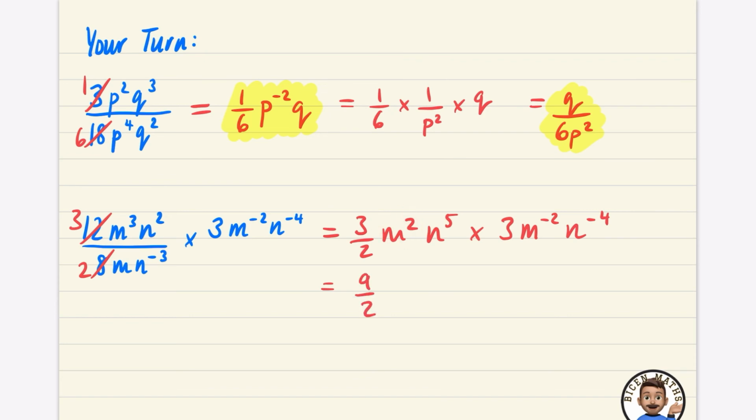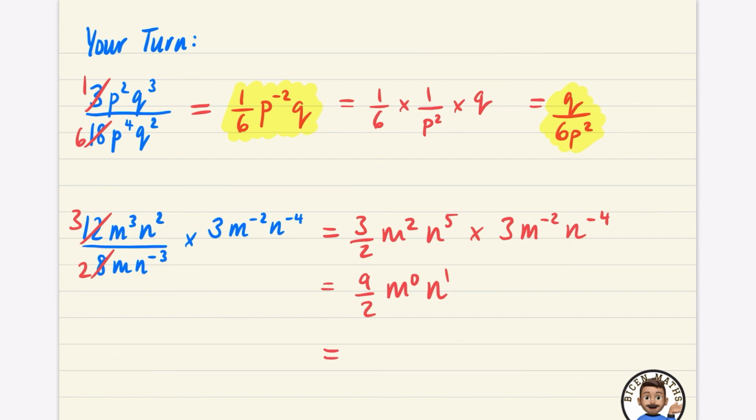We then get m squared and m to the minus 2. Well, interestingly, you get 2 and minus 2. When you add those together, you get m to the power of 0. So we'll talk about that in a second. And then for the last one, we have n to the power of 5 and n to the power of minus 4. That is just going to be n to the power of 1.